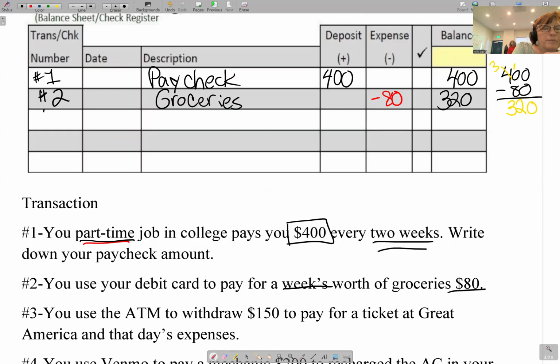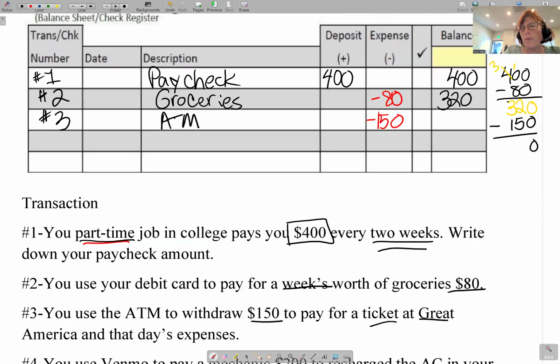Transaction number 3, you use your ATM to withdraw $150 for a ticket to Great America and the day's expenses. So it's an ATM withdrawal, and you're withdrawing 150. So you take 320 and you're going to minus 150. That's 0. 5 can't be subtracted from 2, so we have to borrow. That's 12 now. So 7 and 1. We have $170 left in the bank account.